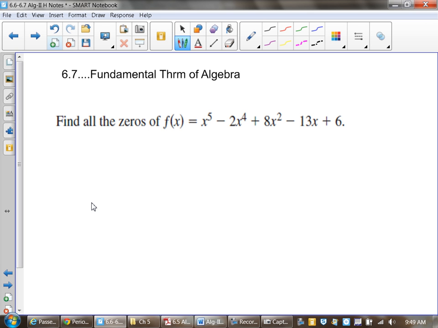All right? Yeah. Now, here's what the fundamental theorem of algebra basically states. I don't like the way the book writes it out. Basically, it's telling you what your degree is, gives you your number of possible zeros. Okay?